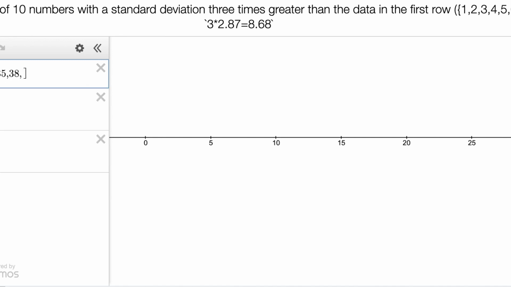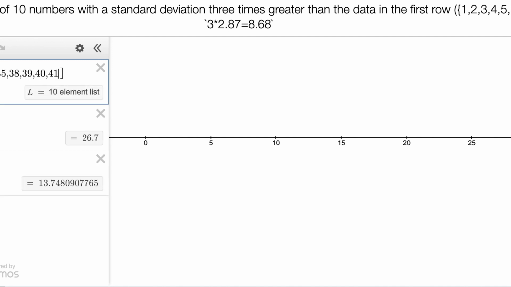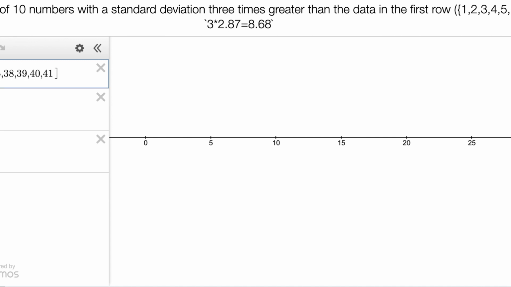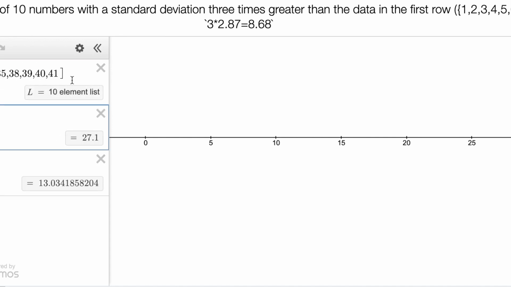38. Let's see. So we have 1, 2, 3, 4, 5, 6, 7, 39, 40, 41. Okay, so that's 10 numbers. But what's going on is my standard deviation is 13.7. So I need to make this number a little bit larger.